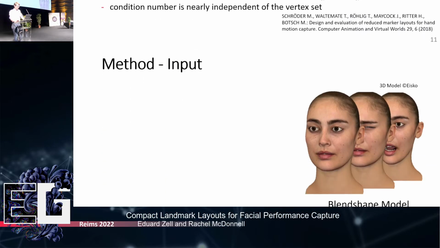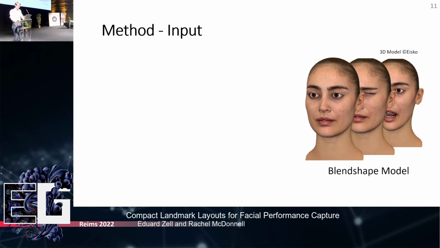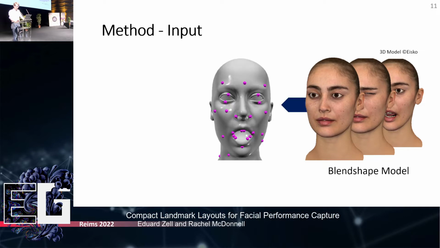In our method, we suggest to derive landmark layouts from blend shape models. First, blend shapes are probably the most popular method for facial animation. Blend shapes can also serve as a good proxy for nonlinear shape-based methods. Furthermore, the animation model must be created anyway. We must have the blend shape models to animate them.